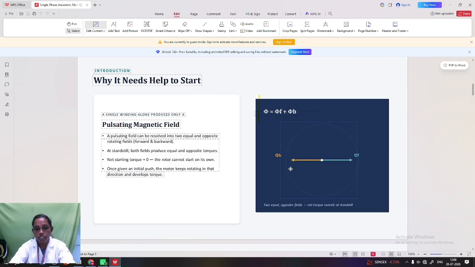Once given an initial push, the motor keeps rotating in that direction and develops torque. So, a very important concept: this motor is not a self-starting one. It needs some external arrangement to start, because when we give the supply to the motor, it produces a pulsating magnetic field.